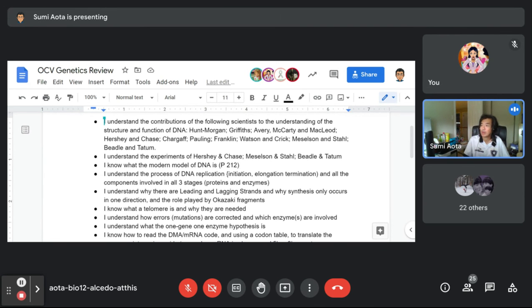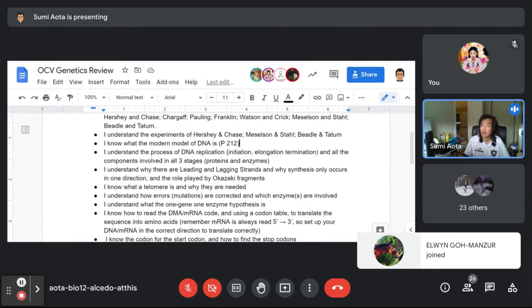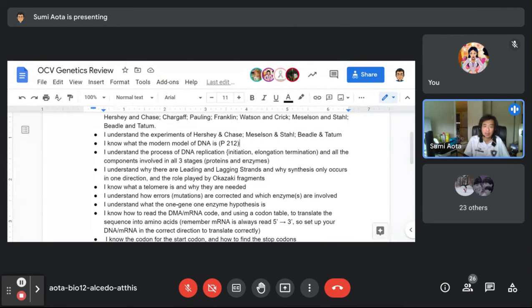You should be able to describe the modern model of DNA. Okay. Understand how DNA replication works. And definitely, you should know the names of all the proteins and enzymes that are involved in DNA replication.